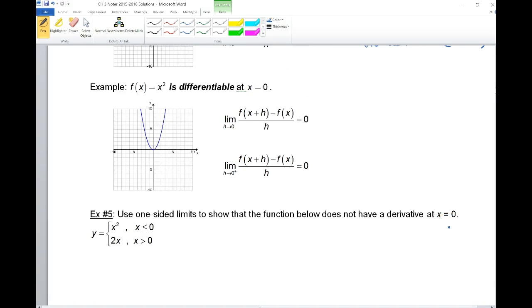Question. Are you okay with that? All right, so how about x squared? Looking at x equals 0, what is the slope from the left, what's the slope from the right? 0. How do we know that? Because it would be a flat tangent.